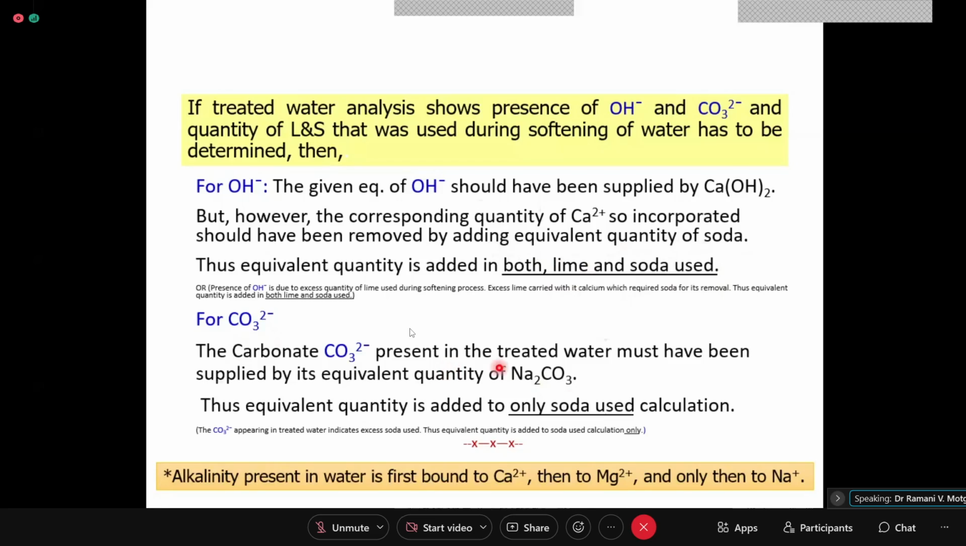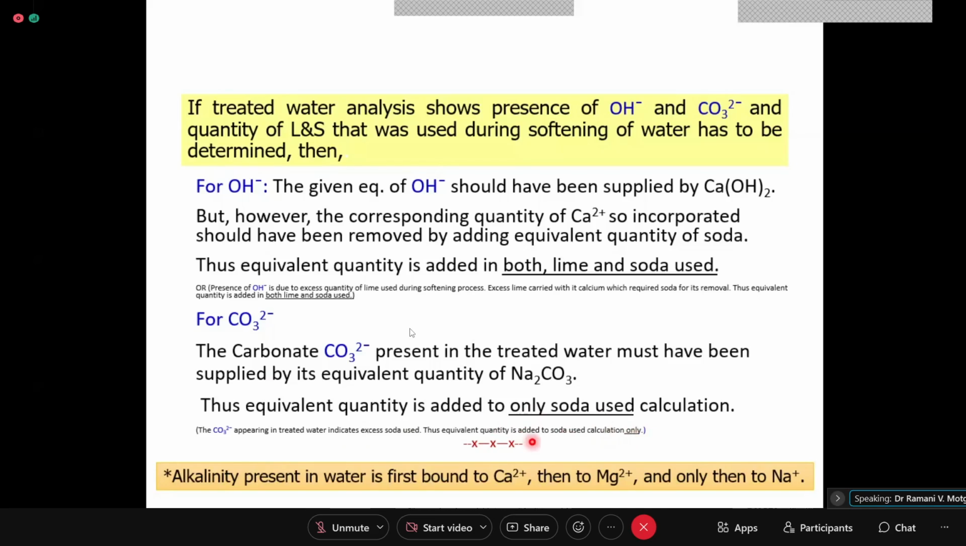The carbonate present in the treated water must have been supplied by its equivalent quantity of sodium carbonate. So this equivalent quantity is added only into the soda used calculation, or the table in which we calculate it in a tabular way. Once we calculate one or two numericals, we will come back to this and see it again. The carbonate appearing in treated water indicates excess soda used. Thus, the equivalent quantity is added to soda used calculations only.